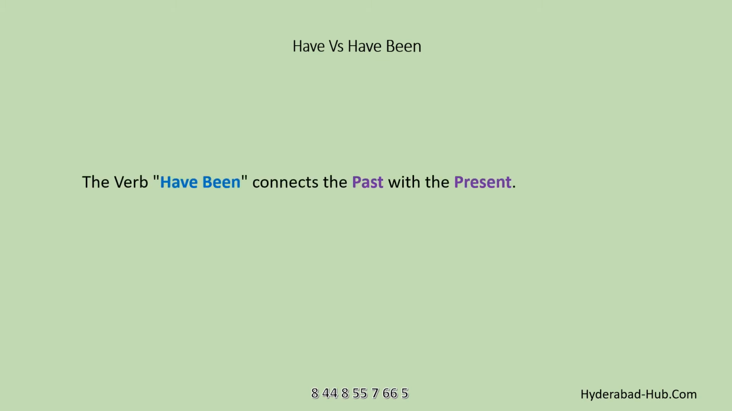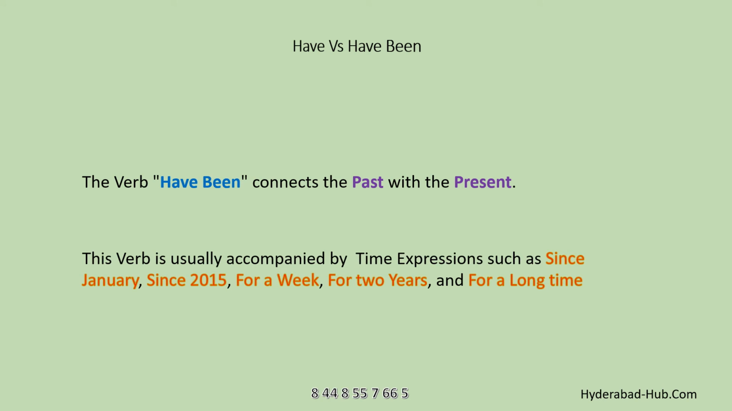Have versus have been. The verb have been connects the past with the present. This verb is usually accompanied by time expressions such as since January, since 2015, for a week, for 2 years, and for a long time.